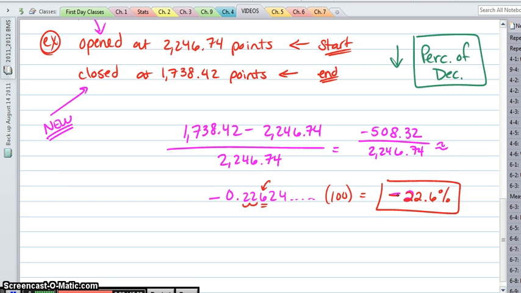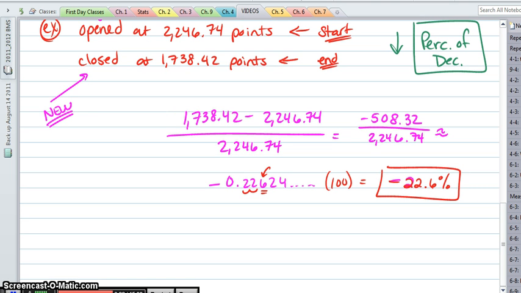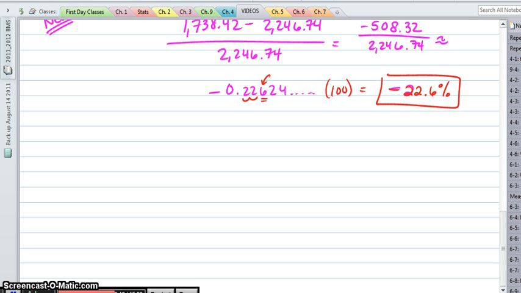Let's talk about markups and discounts. I'm sure this will be a little bit more applicable to you because I know everybody loves a good sale, and it's great when you can spend money and save money at the same time. So let's see how percent of increase or decrease might work here. So basically, let's talk about some of our terminology.